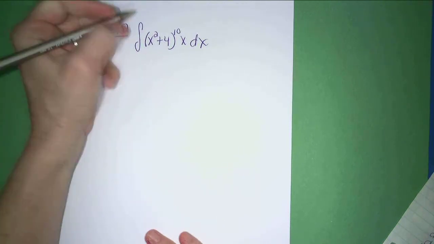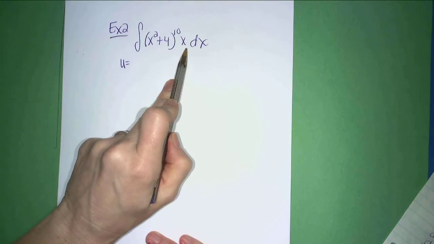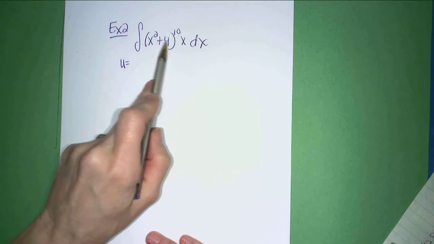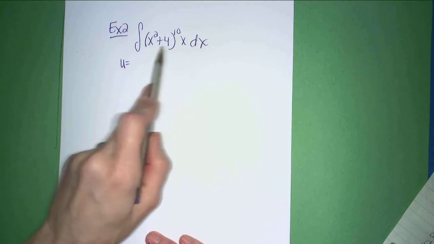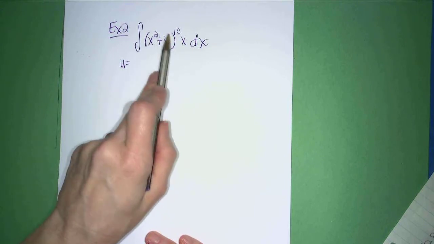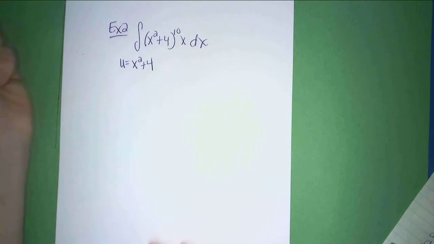Okay, so I'm going to start in with my u. My choices are I can either let u be x or I can let it be x squared plus 4. Well, since this is in the quantity, it's being raised to the higher power, and it looks like this is the main function, I'm going to let u be x squared plus 4.